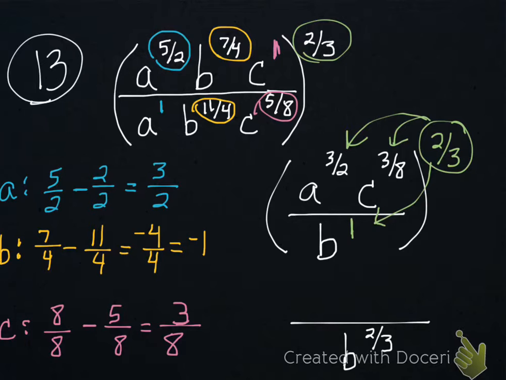Now let's look on top. For my A, notice that the 3's cancel and the 2's cancel. So the whole thing's going to cancel and just leave me with an A to the first power. Now let's look at C. The 3's cancel, so that's gone, and 2 goes into 8 4 times. So C would be 1 over 4.